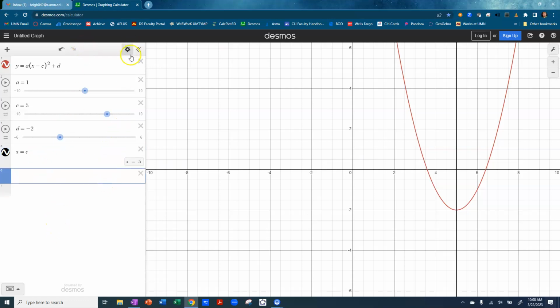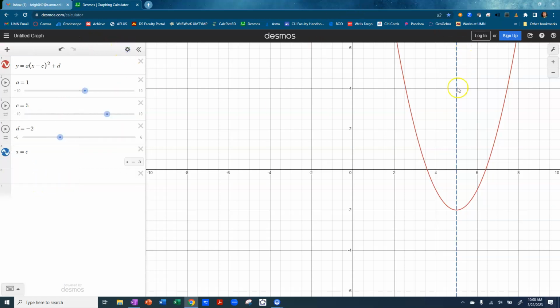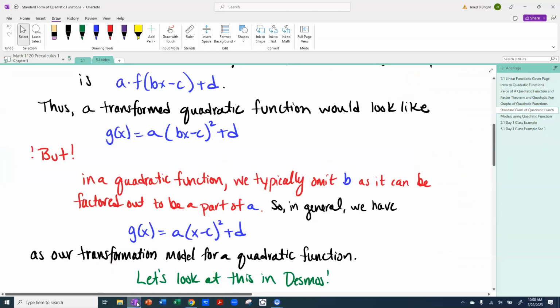And maybe after we add that, we want to modify it just a little bit, maybe make it a dashed line. I always did it in orange, but that's really hard to see. Let's do it in blue. Okay, so then we see the axis of symmetry going right through that vertex as well. So the upshot of all this is that in this transformation model, we can actually find the vertex quite easily. C is the x coordinate of the vertex, D is the y coordinate of the vertex, and we know the axis of symmetry.